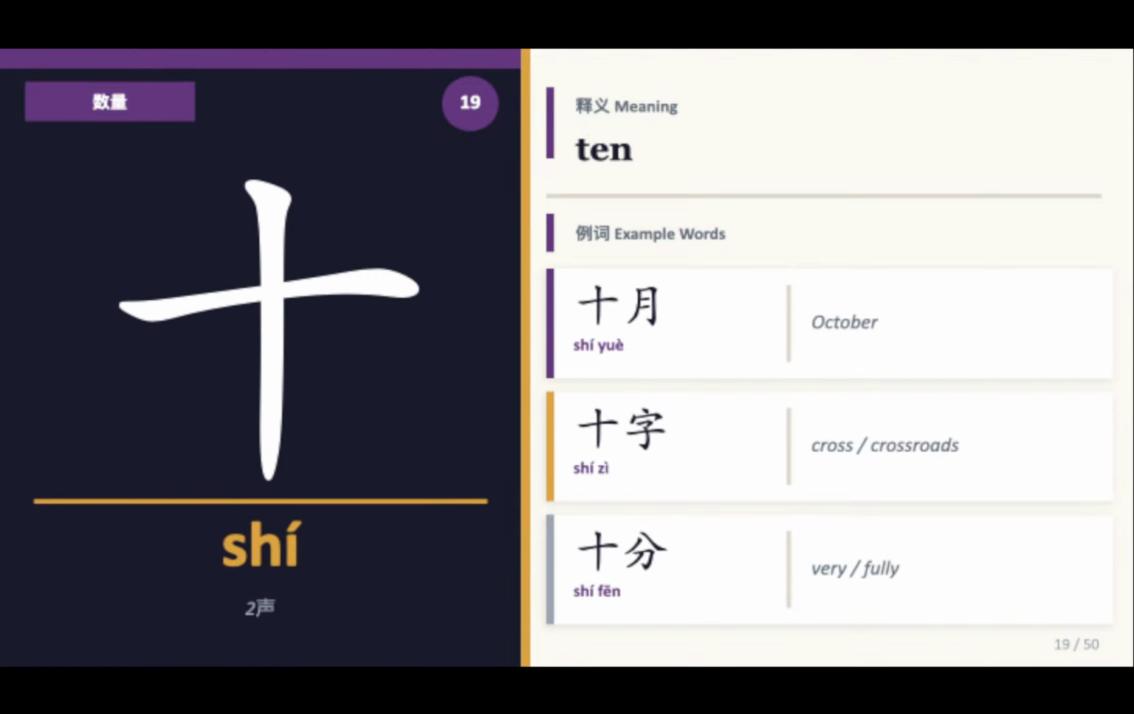Okay, so that is 10. Like a cross is 10. So 10月 10th month, October. 十字 cross. 十分 very.